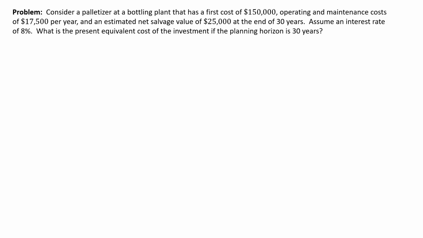Cool. Just to buy the equipment and everything, it costs $150,000. And after that, operating and maintenance costs add up to $17,500 per year. But at the end of all of this, you get to salvage this. What you bought for 150,000, you don't have to just throw it out. You can sell it and you can still make $25,000. Okay. What is the present equivalent cost of the investment is what the question is about.